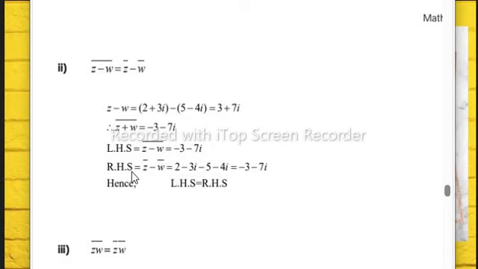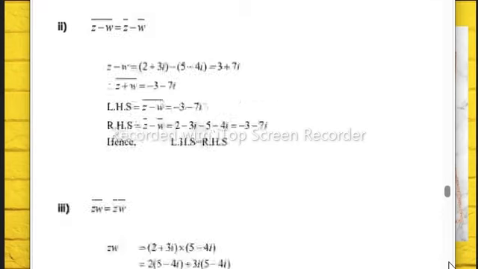So let's see the right hand side. The right hand side has the values z conjugate minus w conjugate. The value of z conjugate is 2 minus 3 iota. Then we write minus sign and w conjugate, 5 plus 4 iota. So 2 minus 5, the answer is minus 3, while minus 3 and minus 4, so the answer is minus 7 iota. So the values of the left hand side and right hand side are both equal, so hence left hand side is equal to right hand side. Now we move towards the third part.